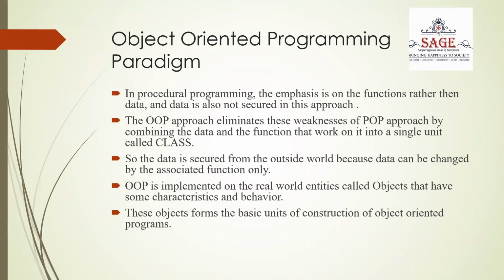So, as we all know, in procedural programming we emphasize the functions rather than the data. So our data is not secured in this approach. The OOPS approach eliminates these weaknesses of the procedure-oriented programming approach by combining the data and functions into a single unit that is called a class. So our data is secured from the outside world because data can be changed by the associated functions only. These objects form the basic unit of construction of an object-oriented program. Here we implement real-world entities called objects that have some characteristics and behavior.